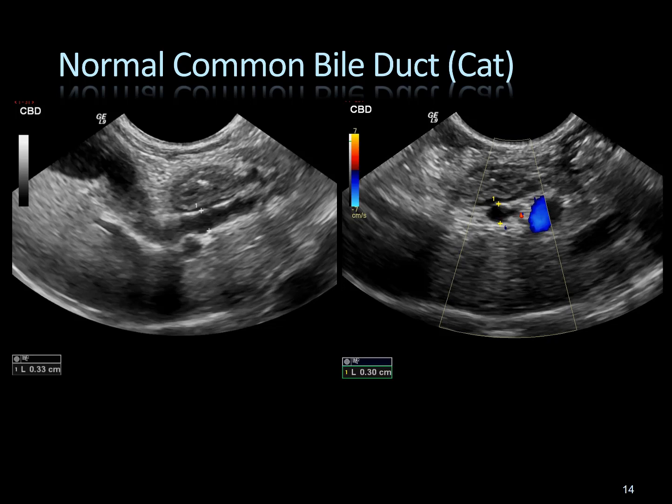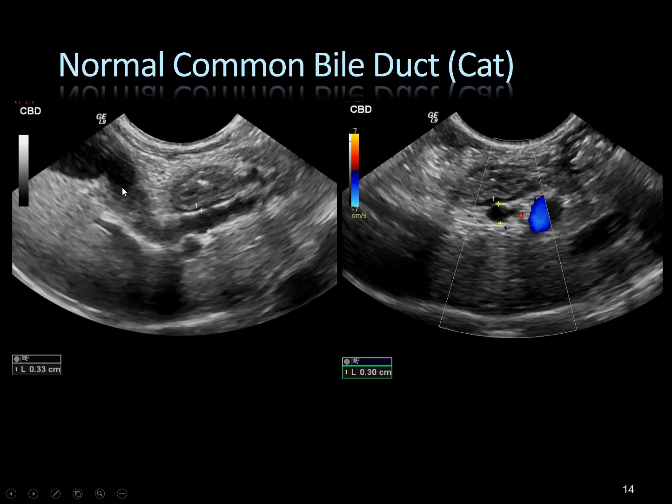Measure the common bile duct. Is it normal? Is it abnormal? So here I've put color Doppler on the right-hand image so you can see that you've got portal vein with color, with flow in it, and then this anechoic non-flow structure must be the common bile duct. It measures at 3 millimeters.